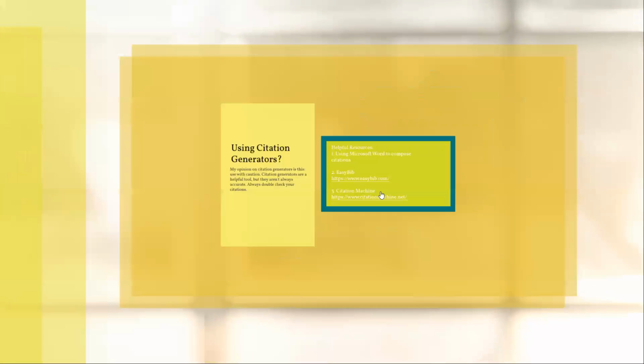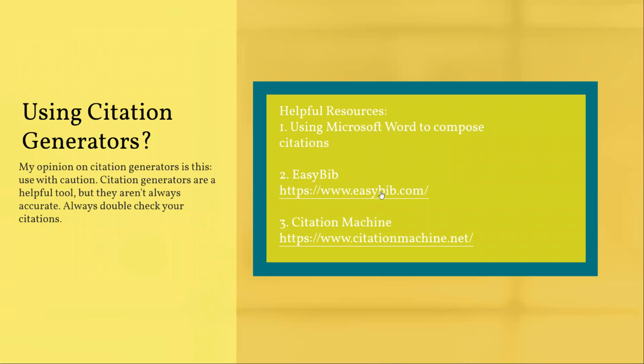If you're going to use citation generators, please be aware to use these with caution. They're a great tool, but they are not always accurate. So double check your citations and know what to look for. That's why I mentioned those elements earlier. Couple of great resources here. EasyBib and Citation Machine are some common citation generators. Again, double check your work. Using Microsoft Word to compose your citations is also an option. However, be aware of what version of Microsoft Word you have, because it may not be updated to MLA 8.